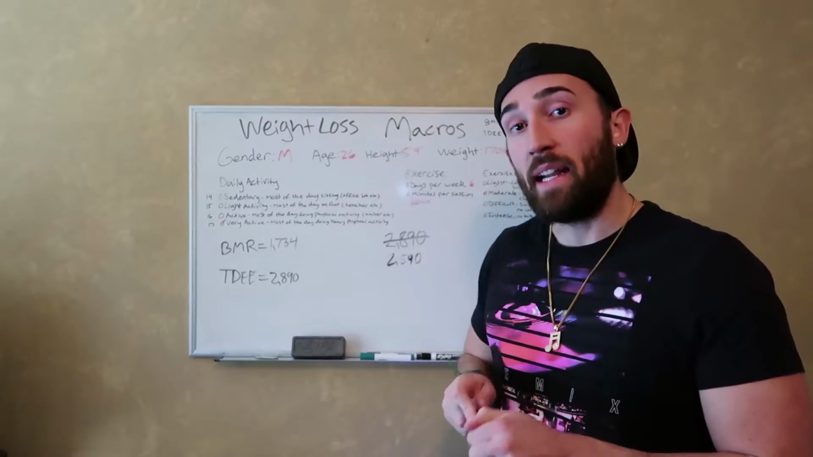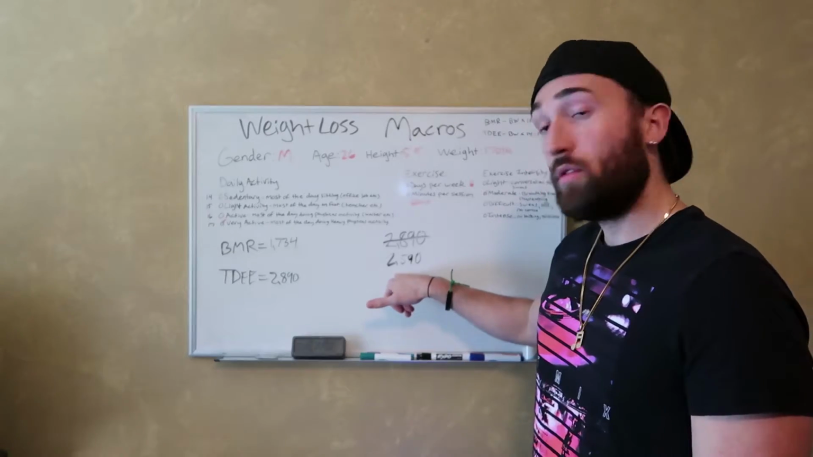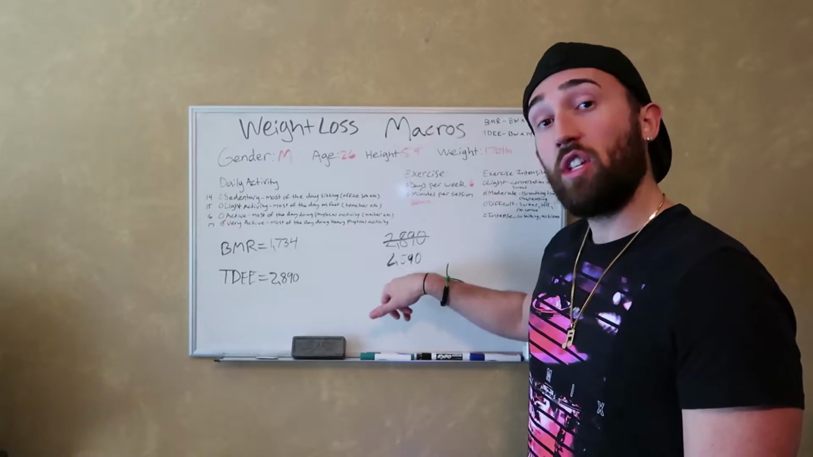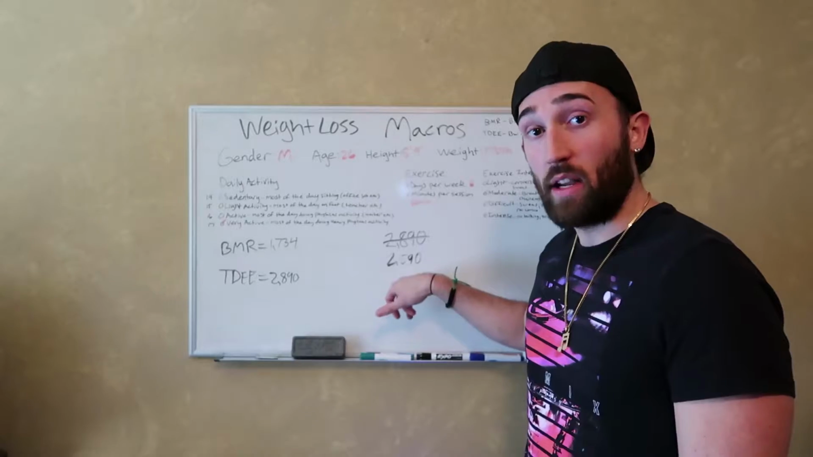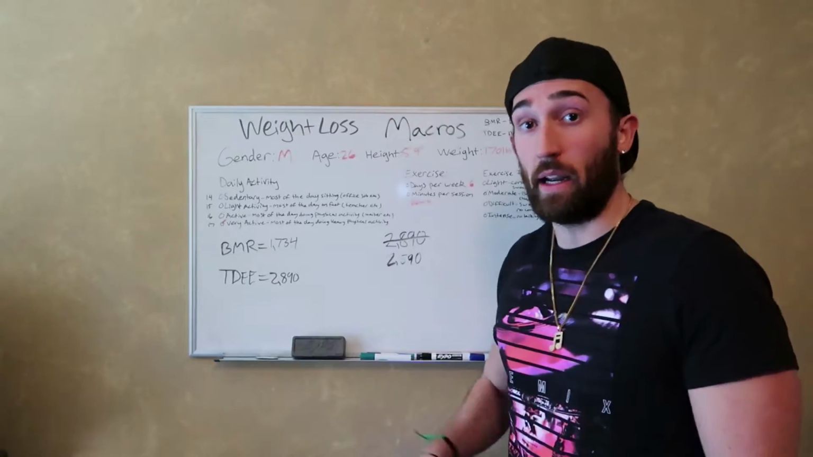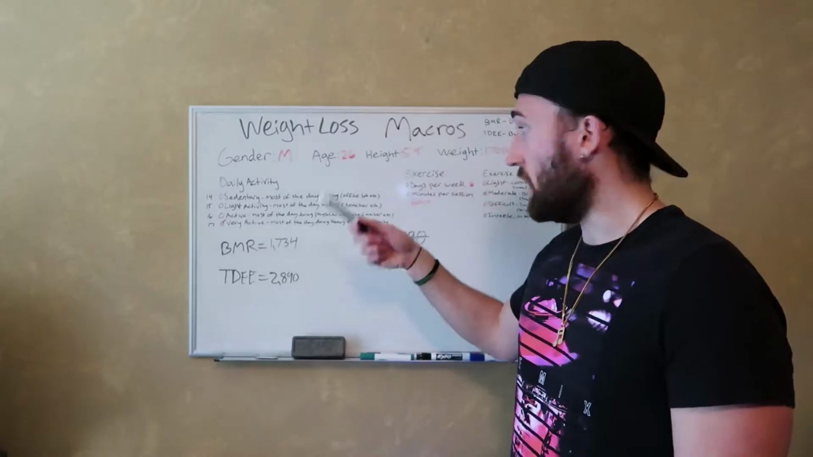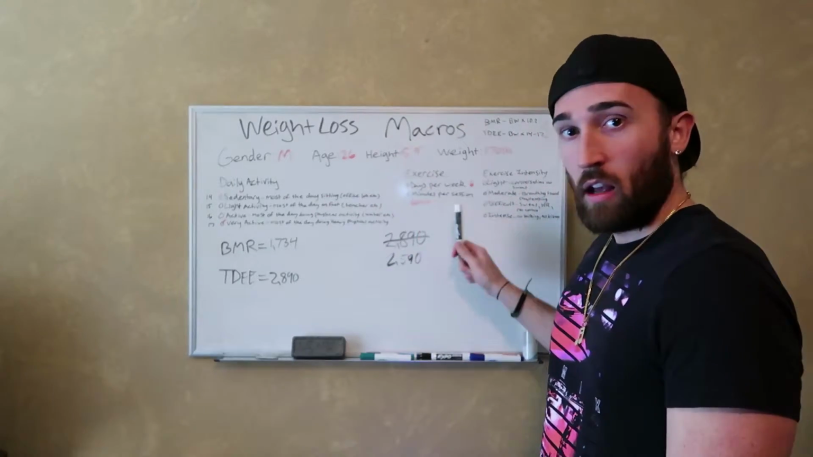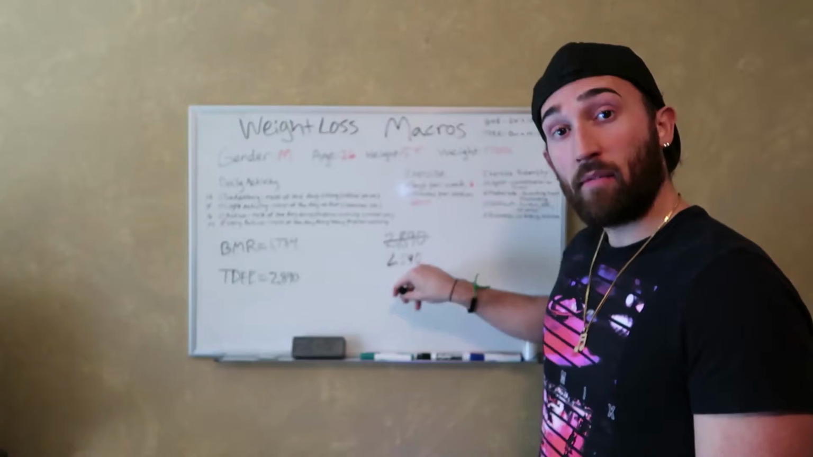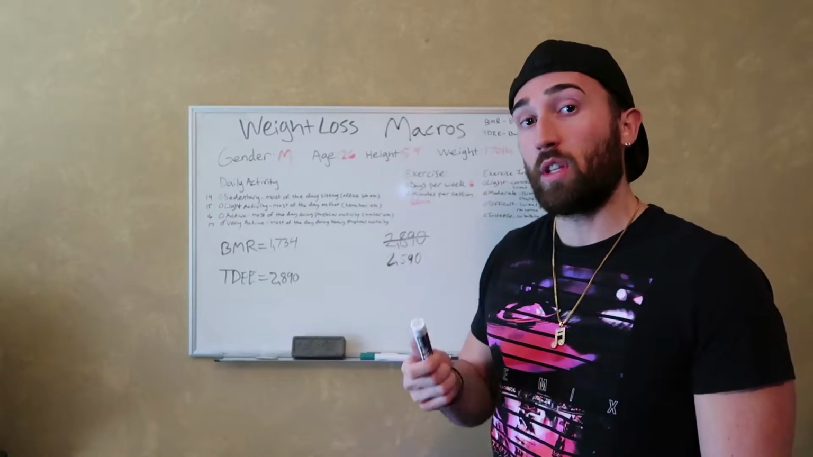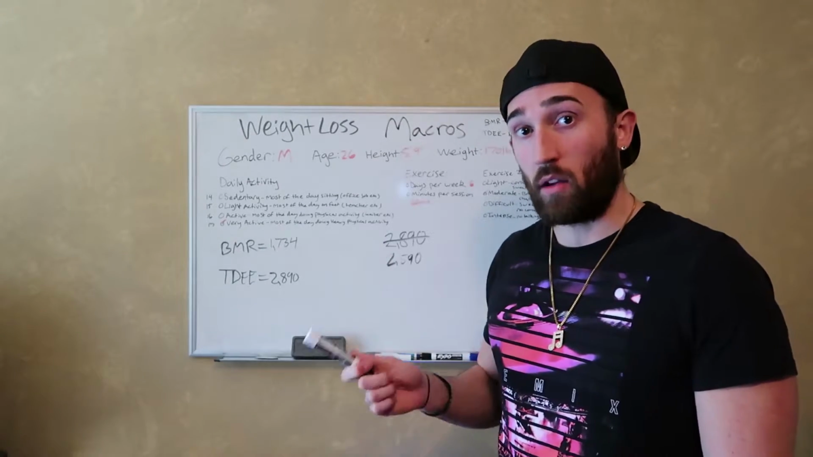That's going to give me a new maintenance of 2,590. So this is my target calorie goal per day I want to hit in order to lose weight. And that's not changing anything else. I'm still going to do the job that I do. I'm still going to exercise how I exercise, but I'm going to aim for this number to lose weight. And I want to lose about a pound a week to 2 pounds a week.